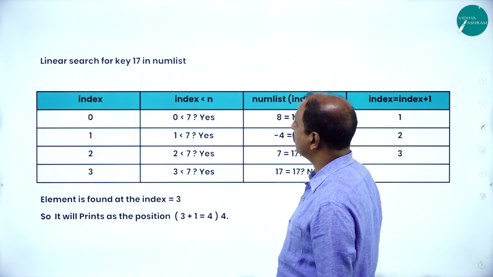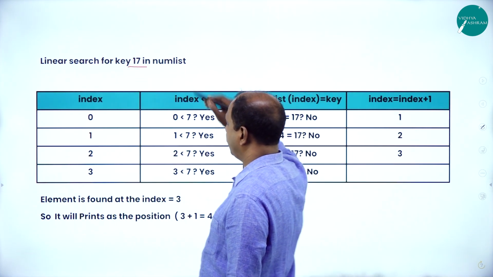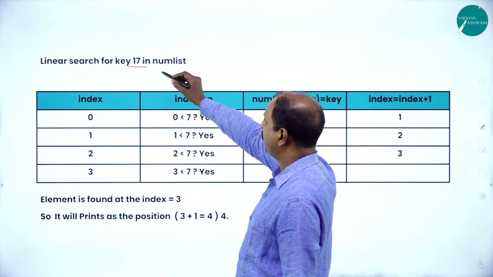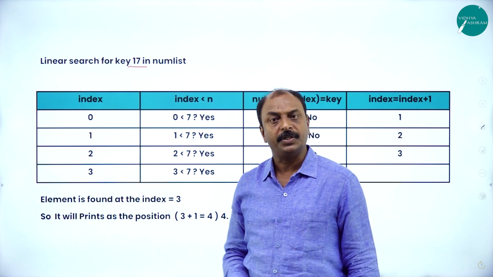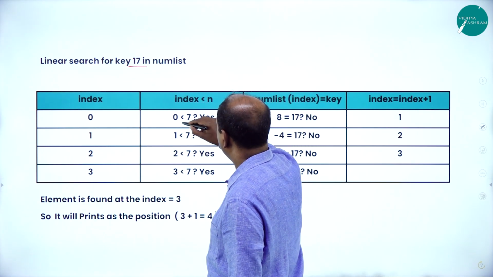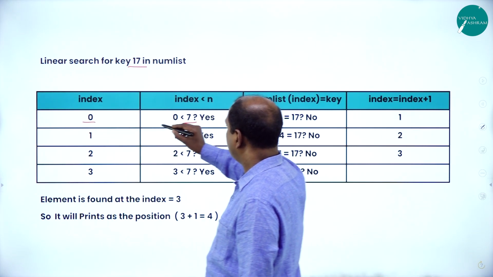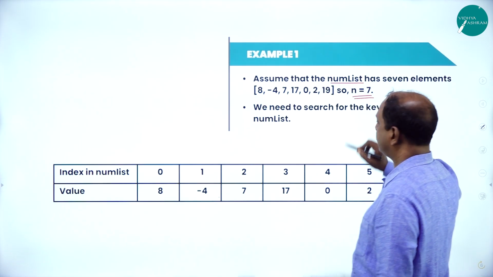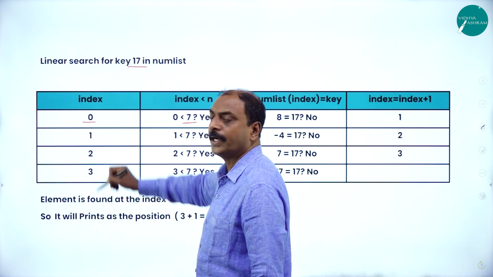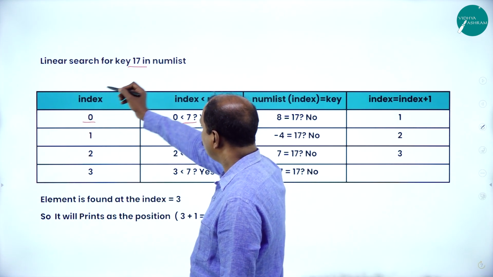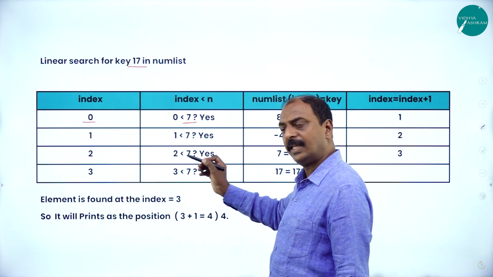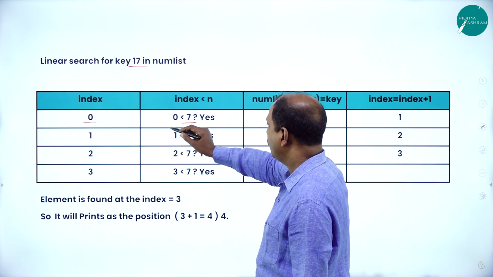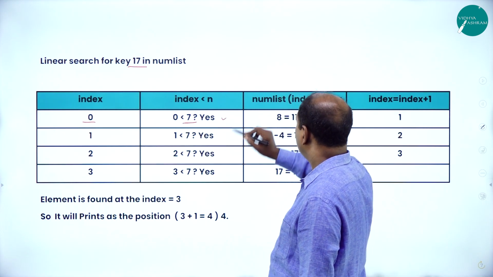What is the first process, or the first iteration? I want to look for 17. So the first index is 0. This process continues as long as the index is less than the length of the given list. The length is 7, so the loop continues as long as the index value is less than 7. First we check whether 0 is less than 7. Yes, so we proceed.